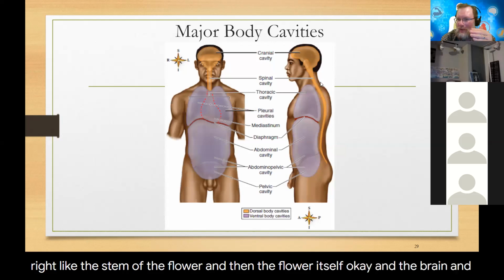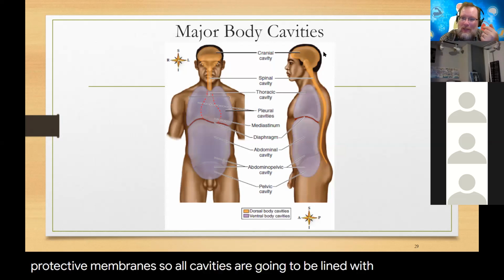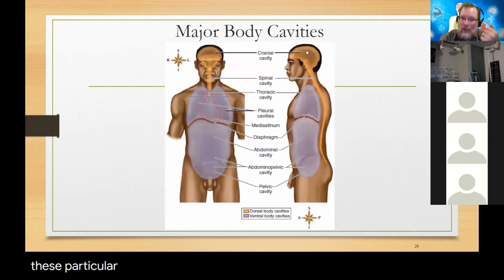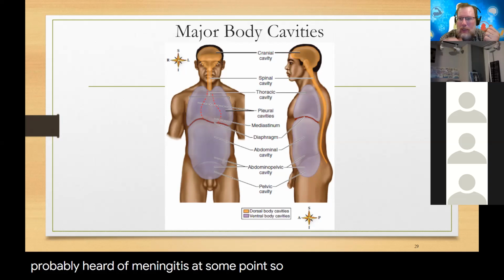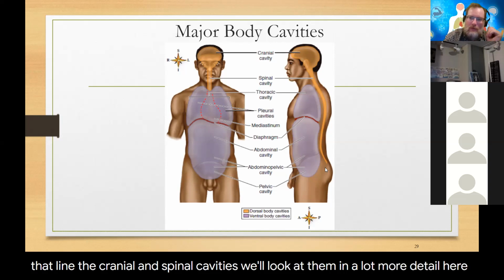The brain and spinal cord cavities, or the cranial and spinal cavities, have a triple layer of protective membranes. All cavities are going to be lined with membranes. These particular dorsal cavities of the cranium and spine are going to have three layers. These layers are called meninges, and I think all of you have probably heard of meningitis at some point. So meninges are the triple layers that line the cranial and spinal cavities. We'll look at them in a lot more detail here in several weeks.